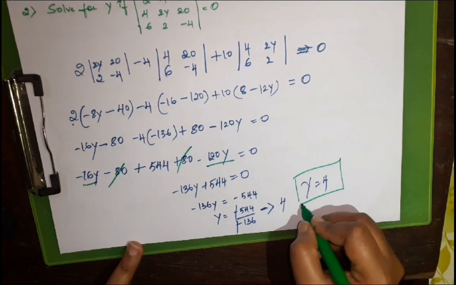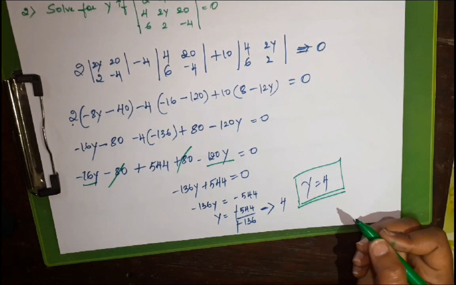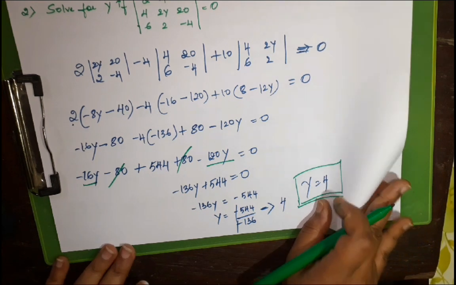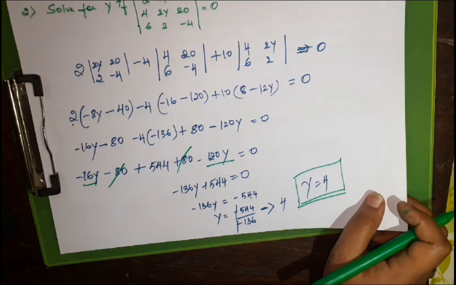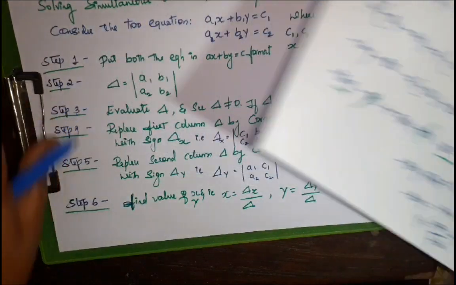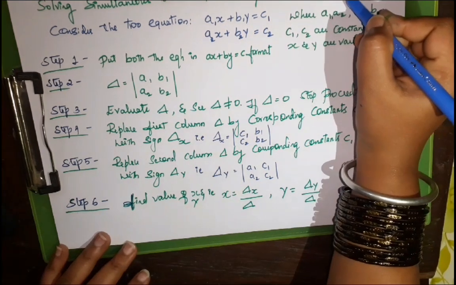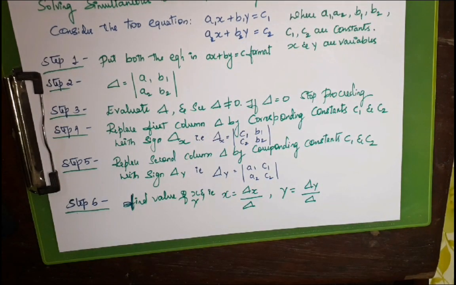So this is how you have to calculate when they are asking you to find the value of unknown numbers. These are the sums based on determinants. We'll take up the next important concept, that is solving simultaneous linear equations by Cramer's rule. Cramer's rule is a very important one. Based on this, you can expect more questions.